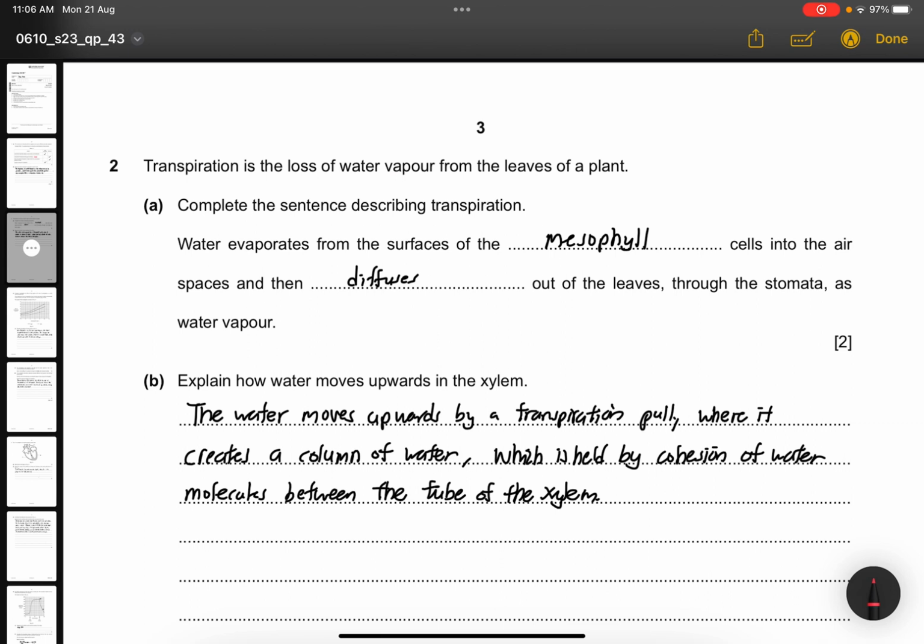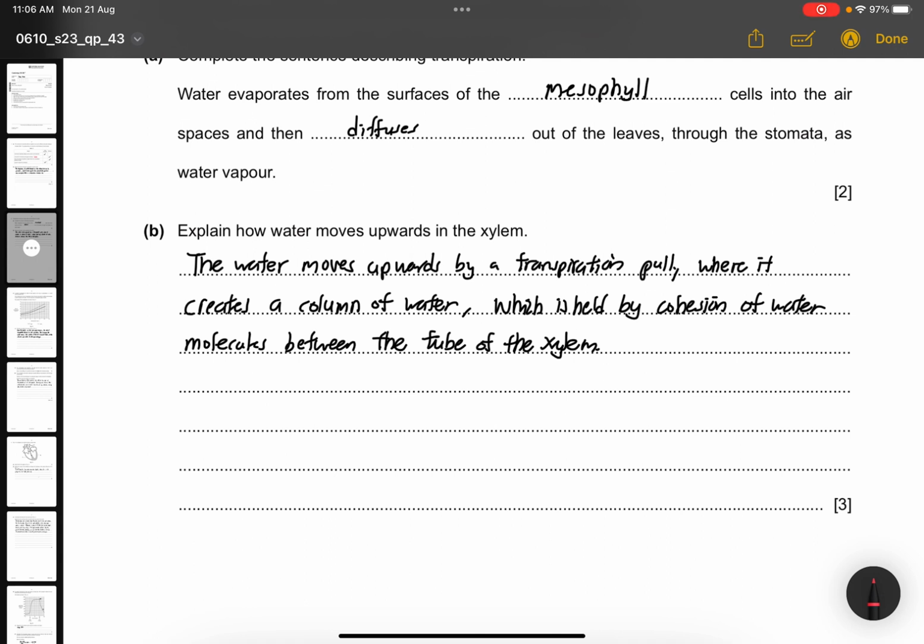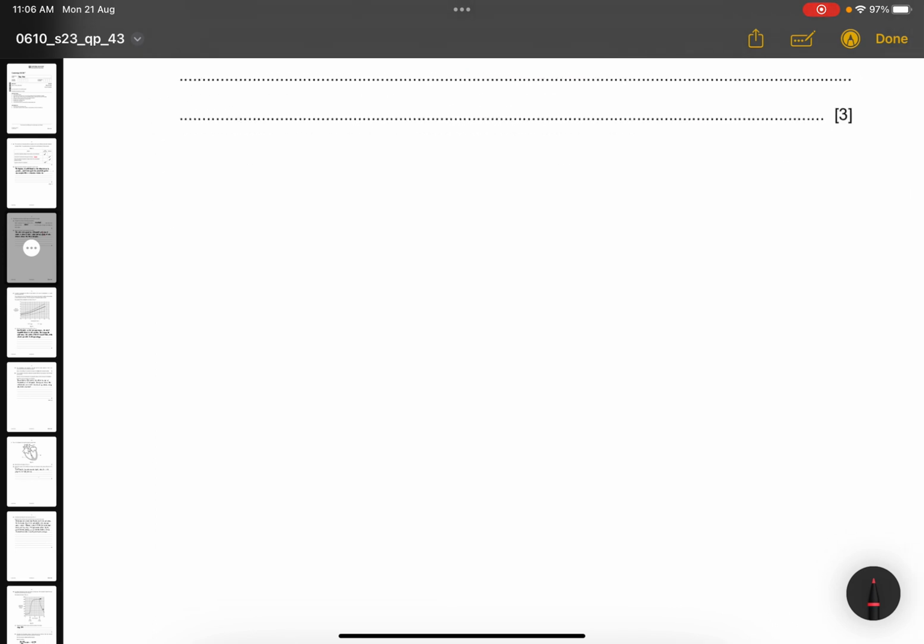Question 2, part B. Explain how water moves upwards in the xylem. So the water moves upwards by a transpiration pull. So this is the keyword that once you've written this keyword out, you get 1 mark immediately, where it creates a column of water which is held by the cohesion of water molecules between the tube of the xylem. So it's basically like how it looks like.